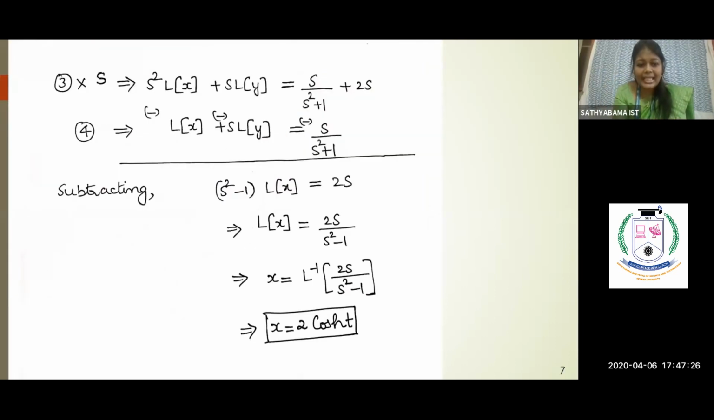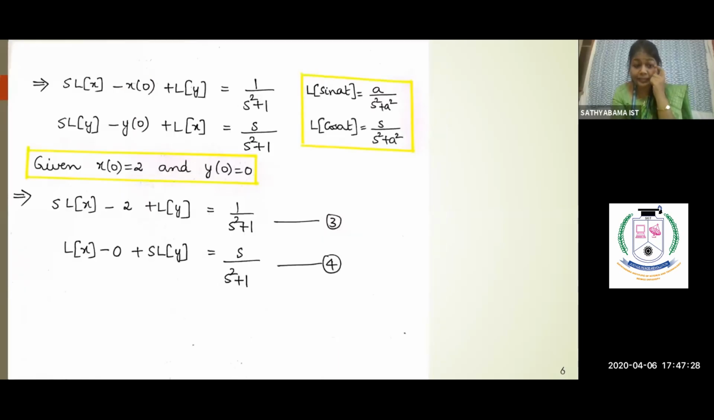Okay. Now let's say I want to eliminate L of y. What should you do then? Look at equations 3 and 4. How will you eliminate L of y? The equation 4 has s L of y. Equation 3 has only L of y. So what should you do to equation 3? Multiply that by s. You understand? Only if you multiply L of y by s, you will get s L of y. And then you already have s L of y in equation 4.